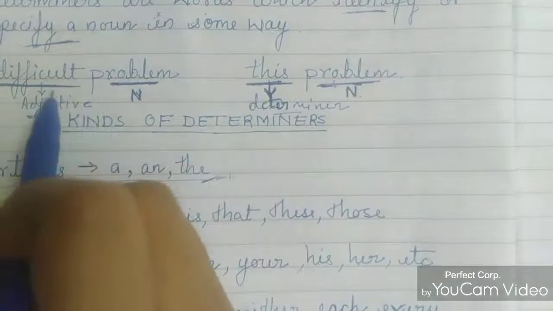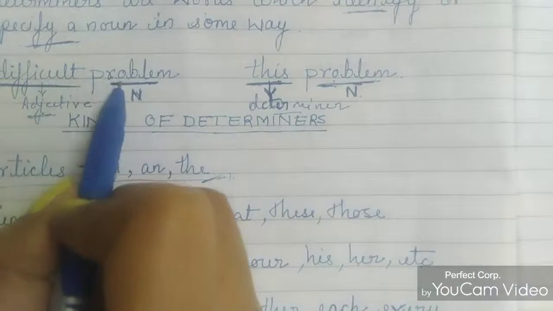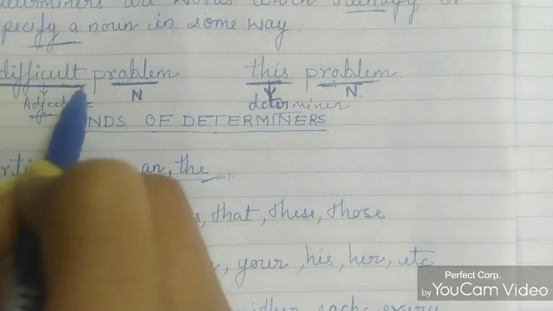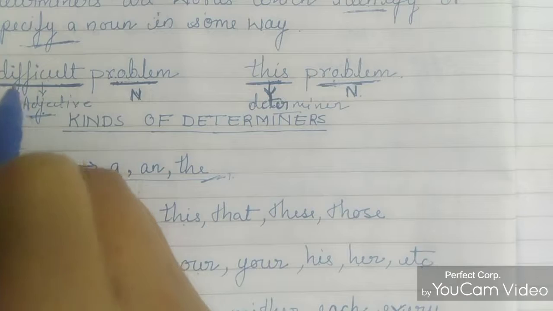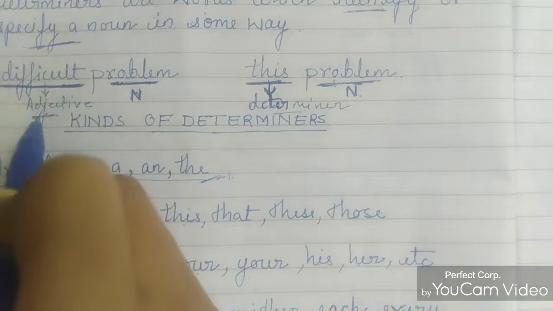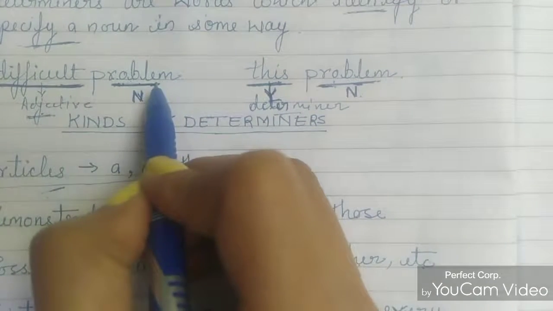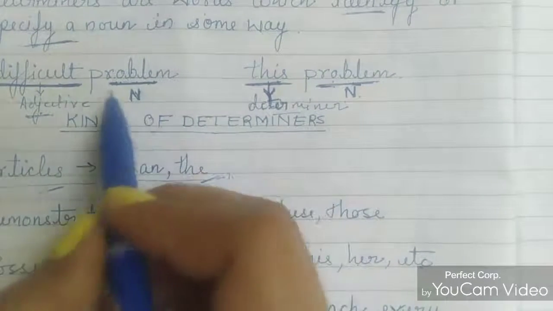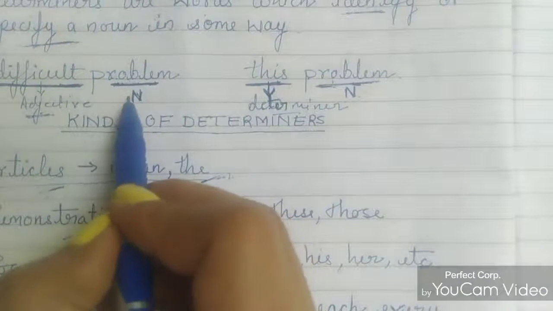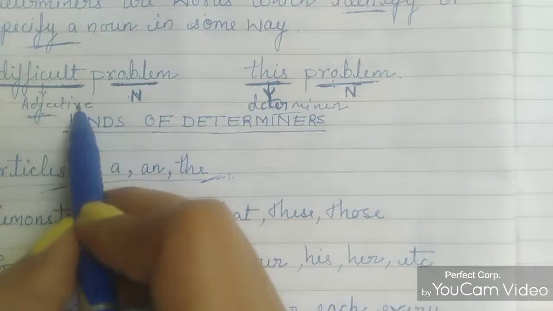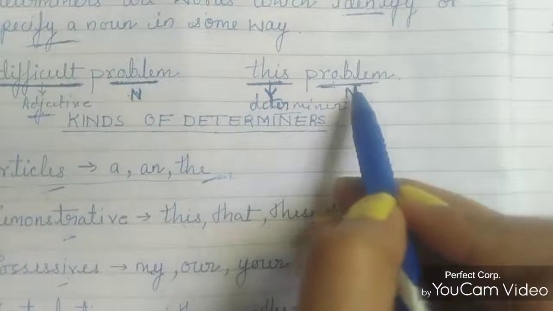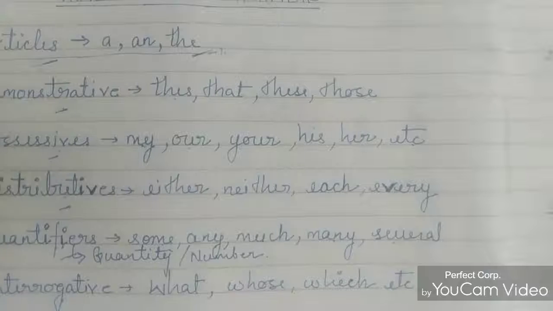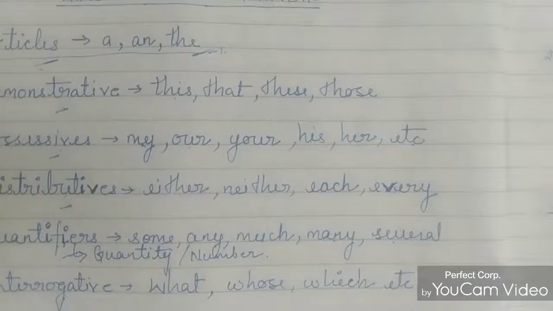And in this one, difficult problem, I'm talking about what kind of problem. So here the word difficult will become an adjective, and the word problem, here and here, is a noun. So you got the point here. Before the noun only we use adjectives, and before the noun only we use determiners. Okay, next is kinds of determiners.